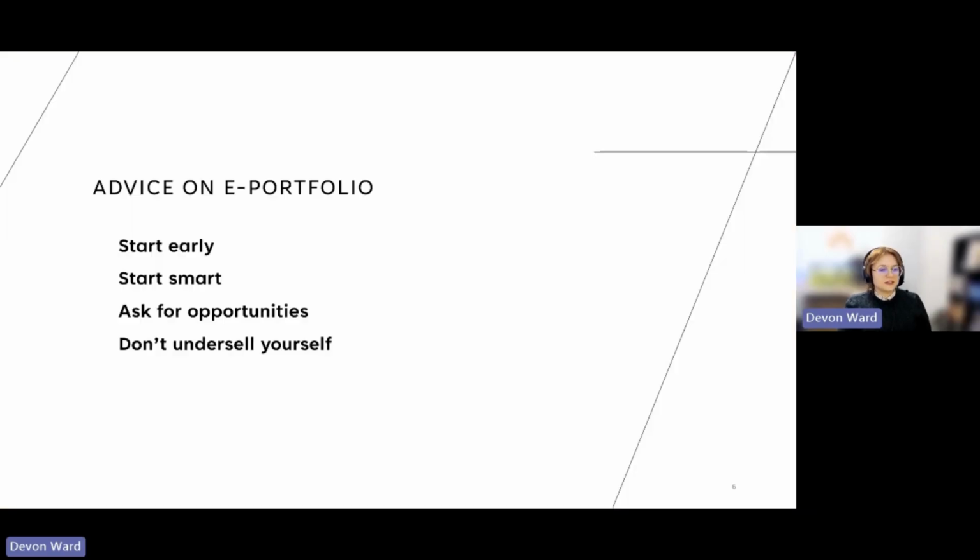In terms of my advice for the portfolio then, these are the 4 things that I will say: start early, start smart, ask for opportunities, and don't undersell yourself. And I'm going to go through each of these individually.